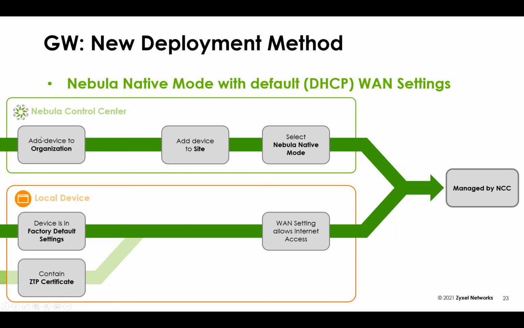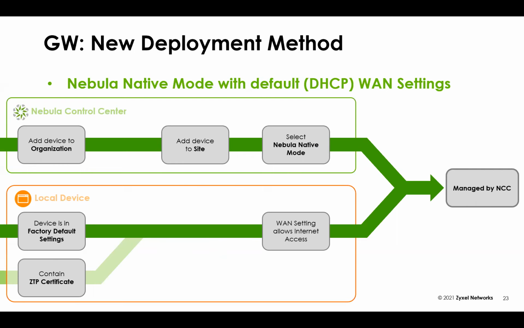The next thing you'll need to do is add the device to your organization, add it to the site, and then you can select Nebula Native Mode. When you select Nebula Native Mode, it'll actually be able to communicate directly with this device. On the local side, you can log into the device and go through a setup menu. You'll have a choice between Nebula Native Mode or standalone mode.